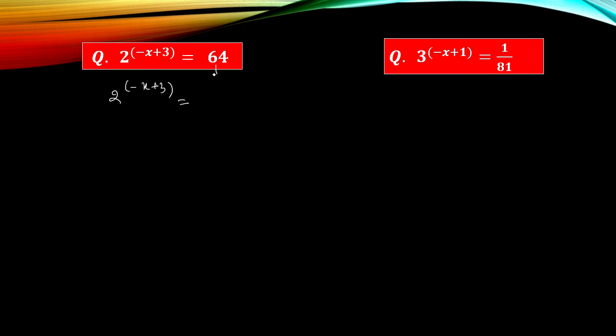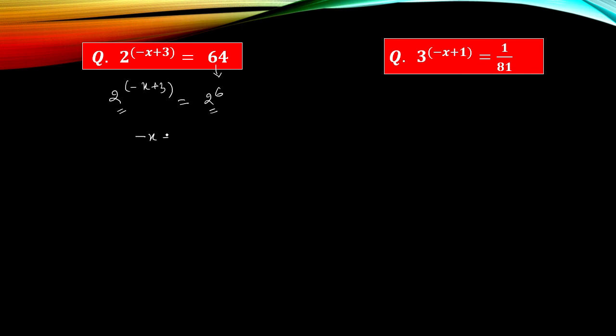Now changing RHS as 2 raised by 6. So our task is completed now. What is our task? We are always equating the base on both the sides. Now the bases are equal on both the sides, so we can compare the indices right now.